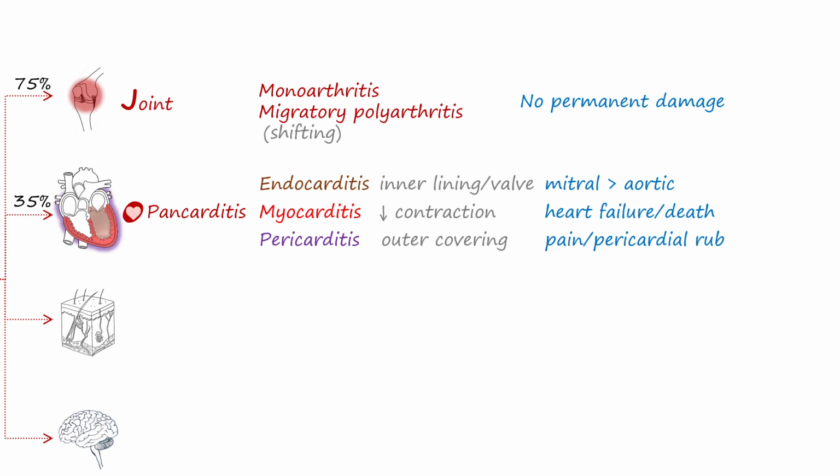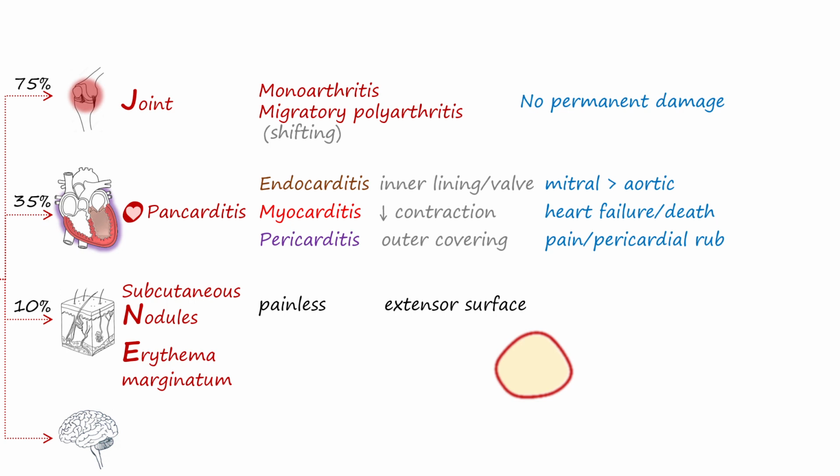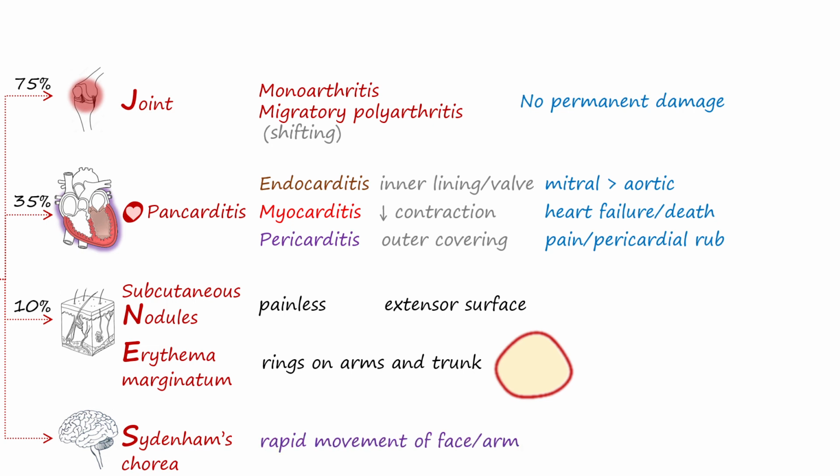In addition to joint and heart issues, the hypersensitivity reaction in rheumatic fever can affect various other tissues. Some patients may develop painless nodules under the skin, known as subcutaneous nodules, typically found on the extensor surfaces of the limbs. Another characteristic manifestation is erythema marginatum, a reddish rash appearing as rings on the arms or trunk. Autoimmune reactions against the basal ganglia of the brain can lead to Sydenham's chorea, characterized by rapid involuntary movements of the face and arms. This symptom usually manifests late in the disease, at least 3 months after infection.